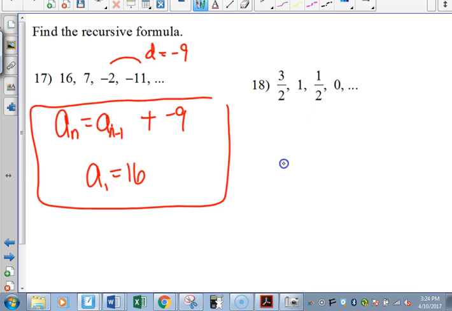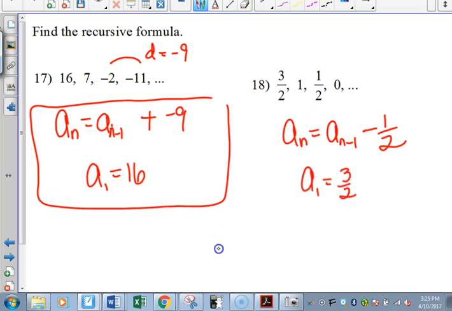Not so handy to use one. Okay? A sub n equals, what do I write over here? A sub n minus 1 minus 1/2, or you can put plus negative 1/2, I don't care. Where a sub 1 is, got it? Recursive formula, not so complicated.